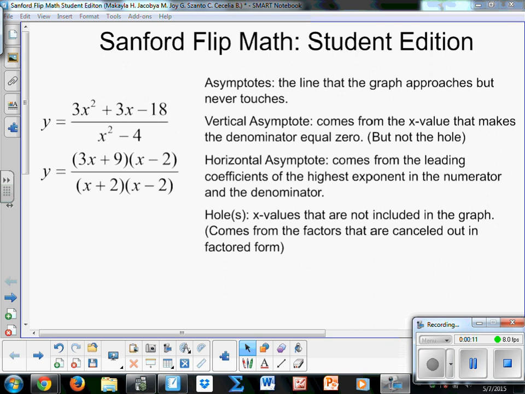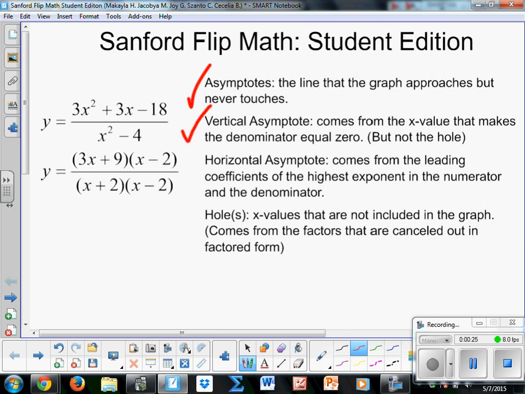Here are some definitions you need to know. Asymptotes are the lines that the graph approaches but never touches. Vertical asymptote comes from the x value that makes the denominator equal 0, but not the holes. Horizontal asymptote comes from the leading coefficients of the highest exponent in the numerator and the denominator. Holes, or whole, are x values that are not included in the graph, and come from the factors that are canceled out in factored form. Vertical asymptote, the first equation of the denominator that is equal to 0.